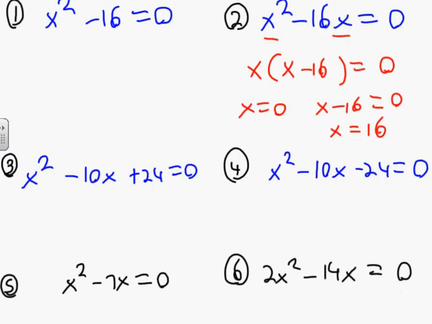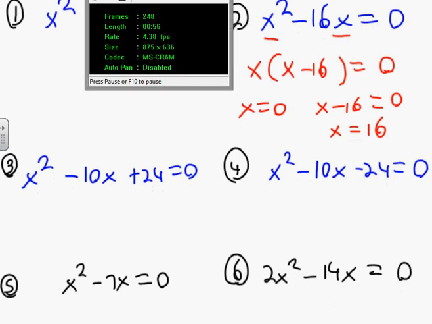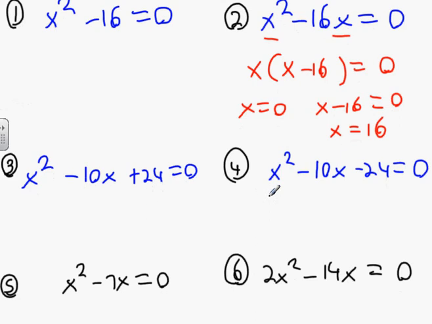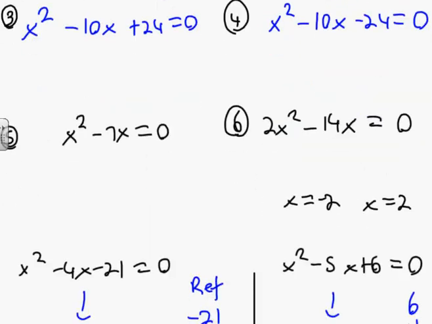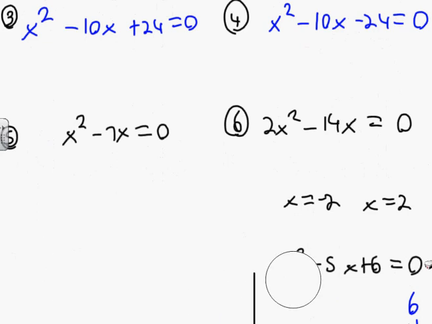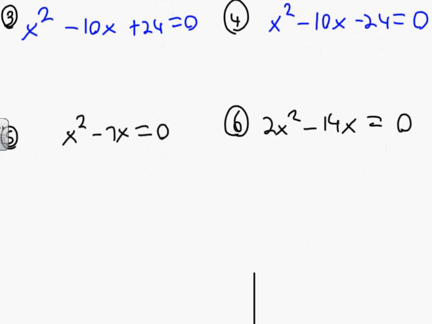Questions to question 2 are question 5 and question 6. And look at question 5. Now, what can we take out of question 5? Take out x, and what you're left with inside the bracket? X minus 7. Okay.